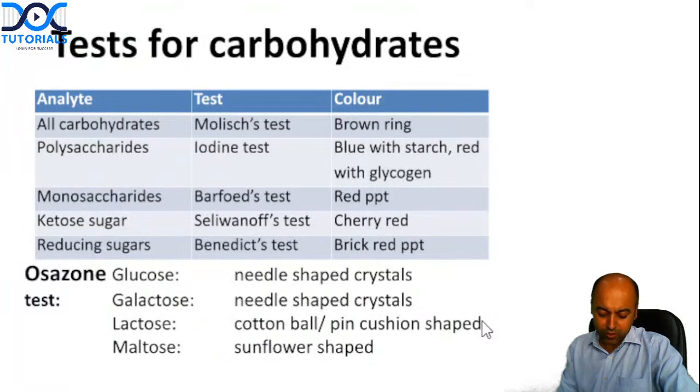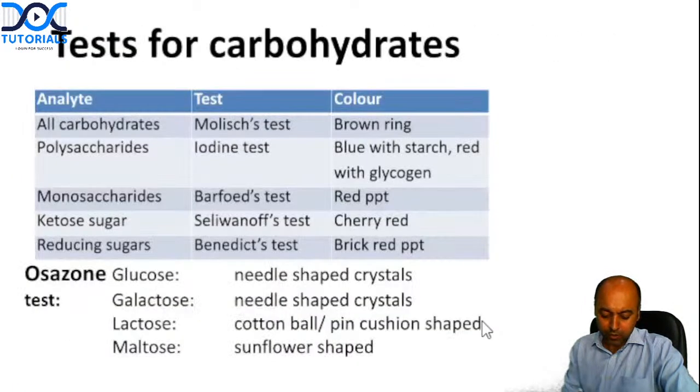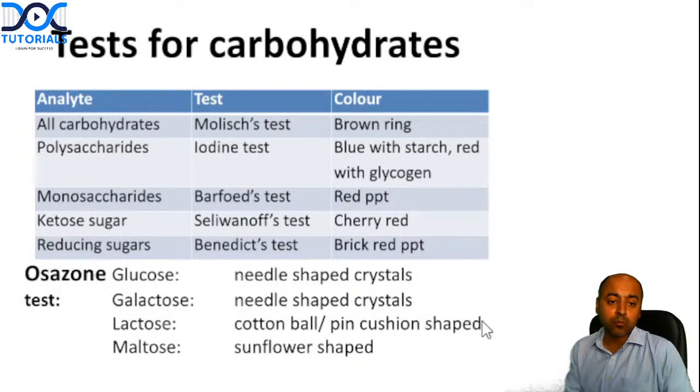Okay, to distinguish between the lactose and the maltose, we can do the Osazone crystal test. So I'll show you the different tests for the carbohydrates, how they look like, and the appearance.